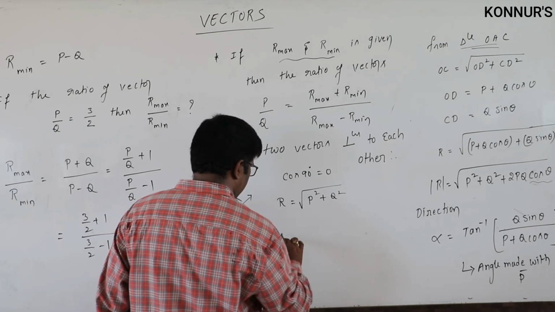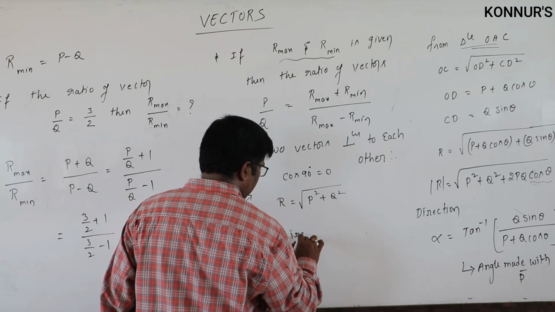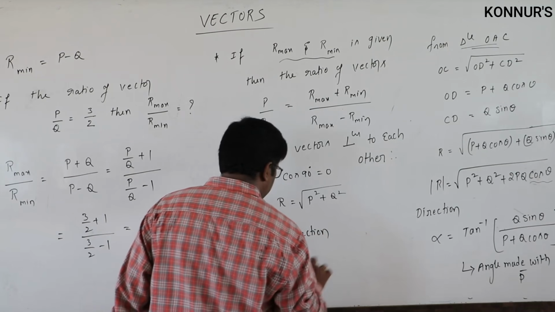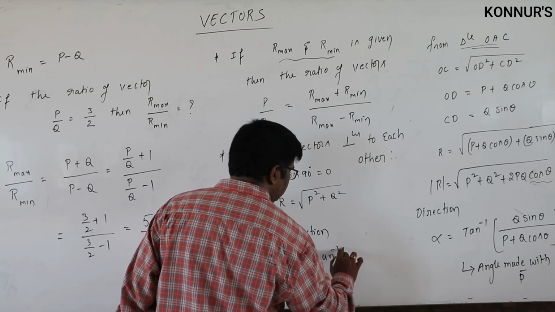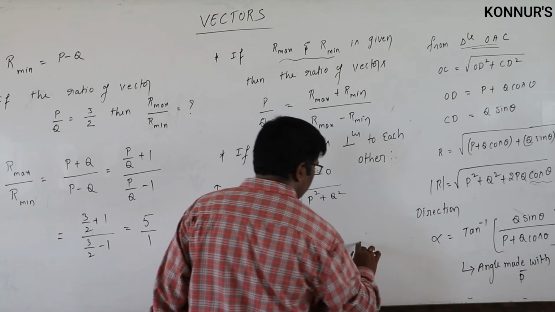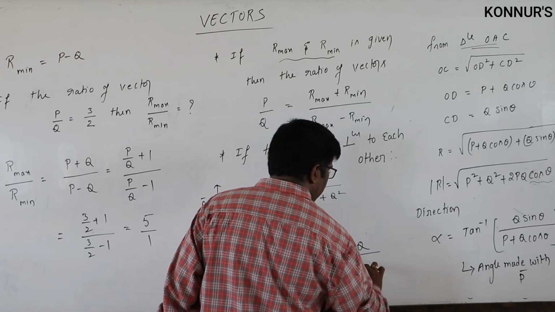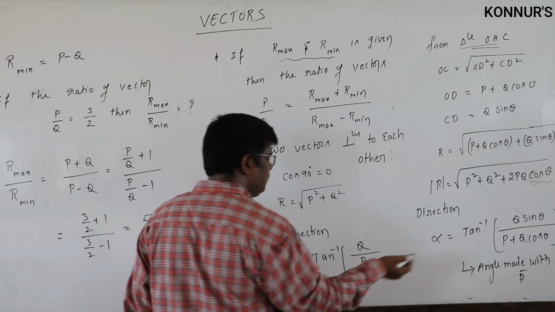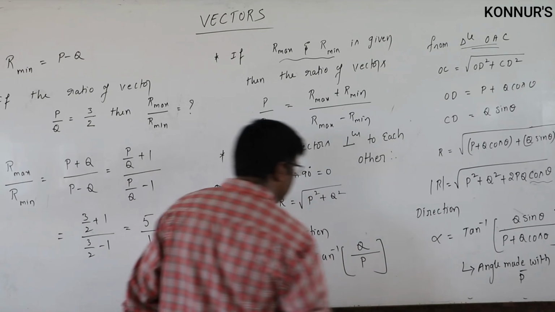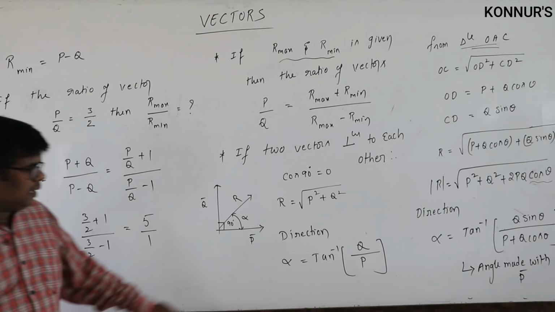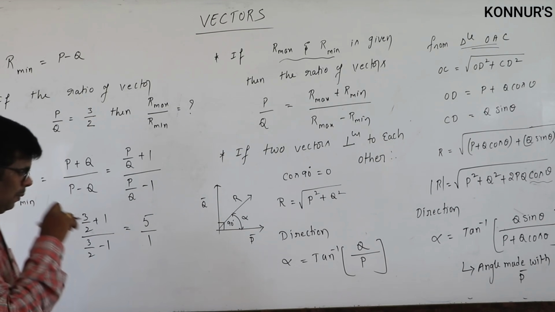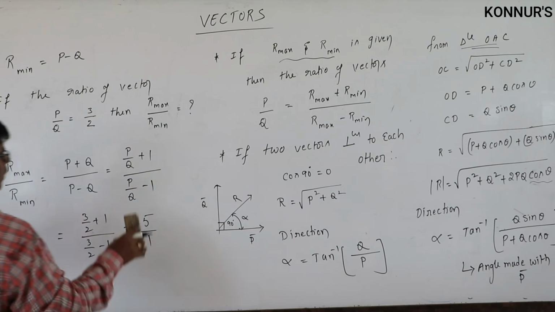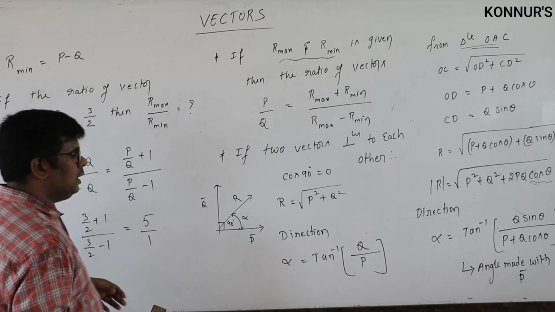So therefore, the direction of the resultant is alpha equal to tan inverse of Q sin 90 by P plus Q cos 90, which means 0. So you will get only Q by P. This is the angle made by the resultant with P bar when the two vectors are perpendicular to each other.